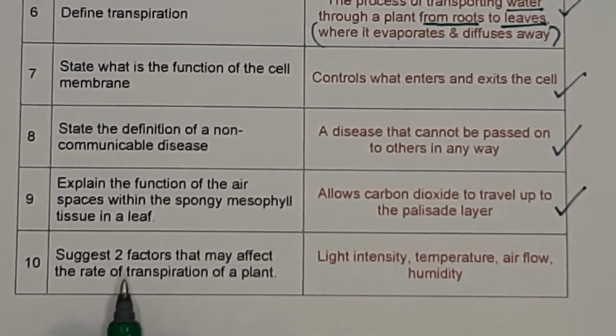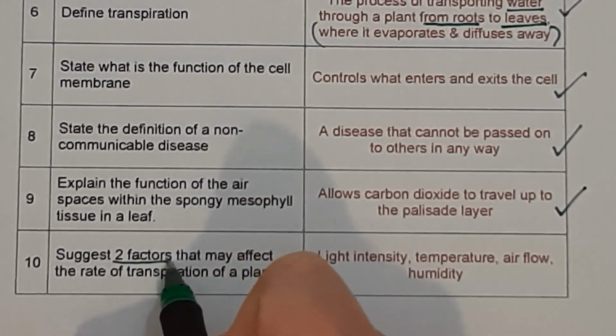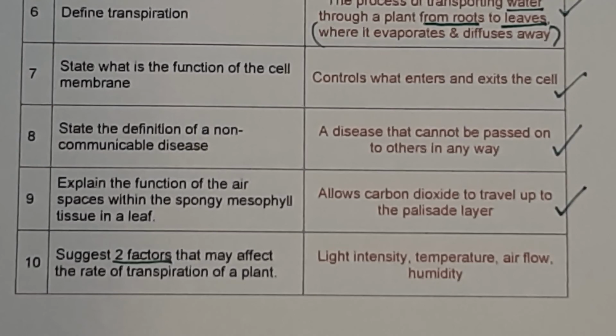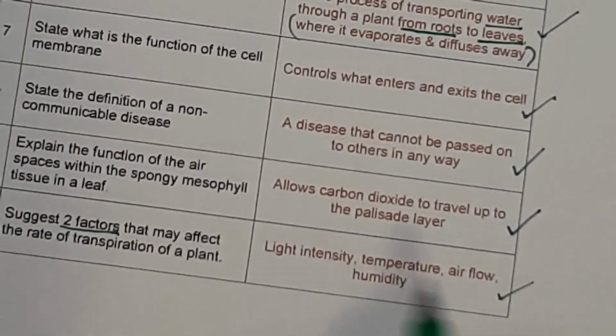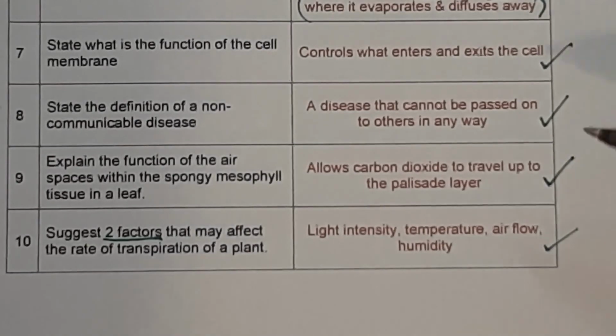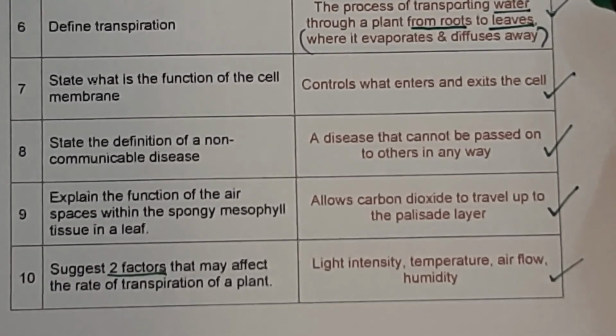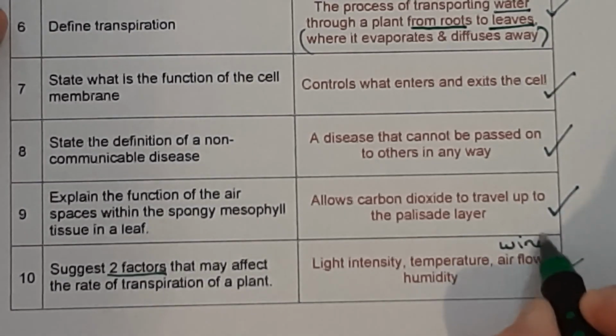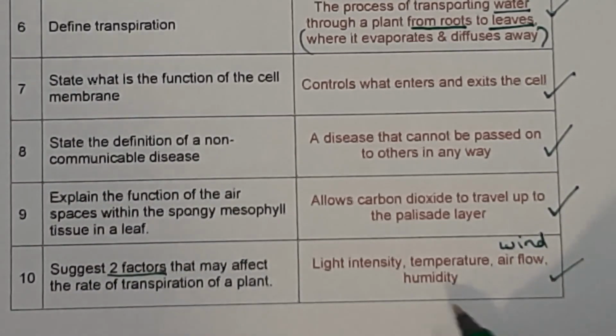Question 10, suggest 2 factors, so you do need 2 of them, that may affect the rate of transpiration of a plant. So there's 4 available factors, light intensity, temperature, airflow and humidity. Okay, now you probably didn't know about some of these, particularly light intensity, but because you understand, or should understand, that water evaporates and diffuses away from the leaves, what's going to affect the rate of diffusion and evaporation? Well, things like temperature, wind. Okay, you can write wind instead of airflow, and humidity. Okay, so humidity is about how much water there is already in the atmosphere. So hopefully you figured out some of those on your own, but they were very tricky questions, that one.